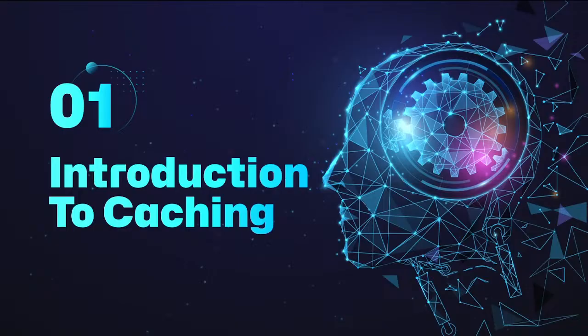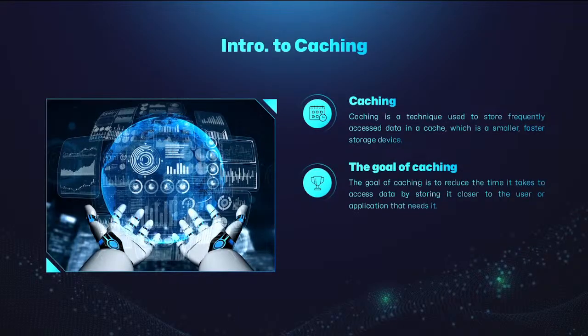First, Introduction to Caching. When we say caching, what comes to mind? I know you may be having many thoughts in your head. Caching simply is a technique used in storing frequently accessed data in a cache, which is a smaller, faster storage device. So caching is used to store data in a cache. I know you've all heard about cache because it's also a type of memory storage.